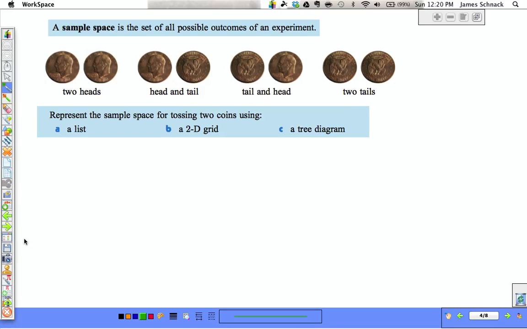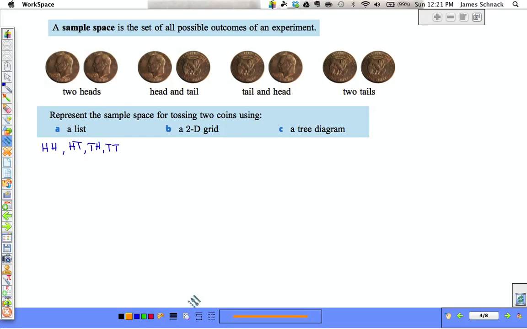New term, sample space. It's the set of all possible outcomes of an experiment. So if we're flipping 2 coins, I have all the different ways that can happen pictured here. I'm going to make a list first. We could get head, head. Or we could get head, tail. Or we could get tail, head. Notice these are 2 different things as we are flipping 2 different coins. Head, tail is different than tail, head. Or we could get tail, tail.